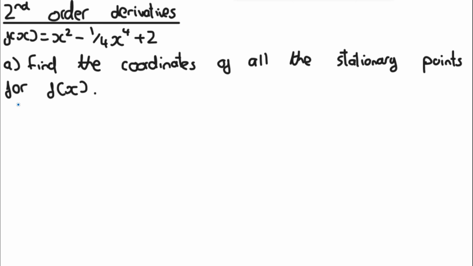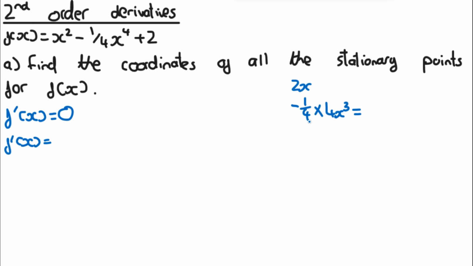So for part A, we need to find the coordinates of all the stationary points. So this is when f dash of x is equal to 0. So f dash of x is equal to, and we differentiate these terms individually, so x squared is equal to 2x, and then it's going to be minus a quarter times, and x to the power of 4 is 4x to the power of 3, which the denominator is going to cancel out to give minus x cubed, then the constant just goes away. So therefore f dash of x is going to be equal to 2x minus x cubed.